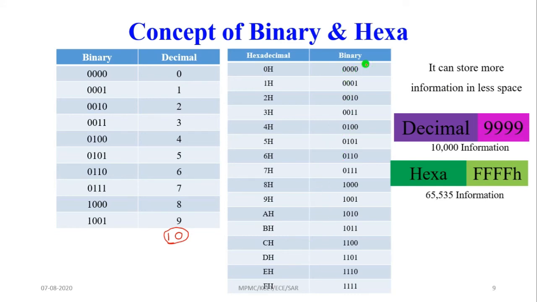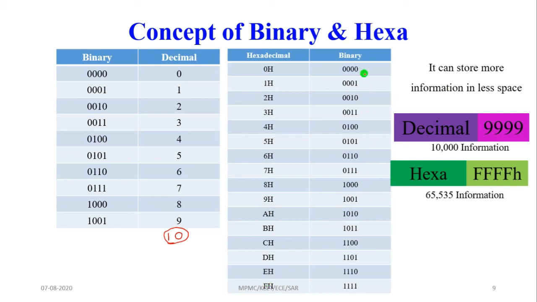The total combination is 16. How can it be represented in hexadecimal? 0 is represented by 0, 1 by 1, 2 by 2, 3 by 3, and so on up to 9. 10 can be represented by A, 11 by B, 12 by C, 13 by D, 14 by E, and 15 by F.